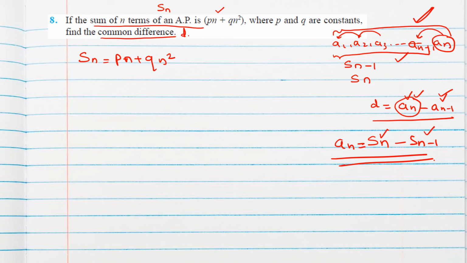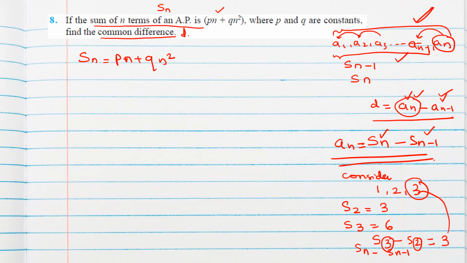Understood this concept? Consider one particular example. Suppose your AP is 1, 2 and 3. The sum of the first two numbers is 1 plus 2, 3. The sum of the first three numbers is 6. So if you subtract S3 minus S2, that is Sn minus Sn minus 1, where n is 3 and n minus 1 is 2, you will get 6 minus 3, 3, which is the last number. So this is your An. So you can get An if you subtract Sn minus 1 from Sn.